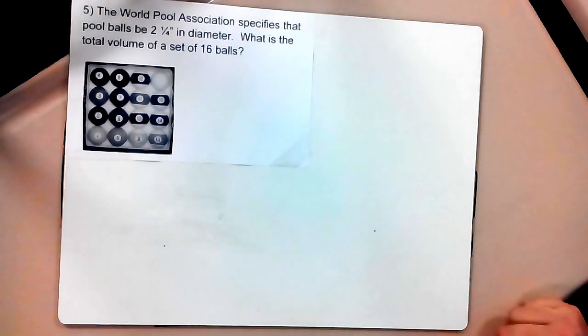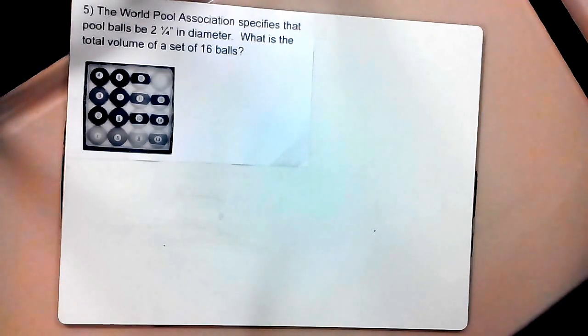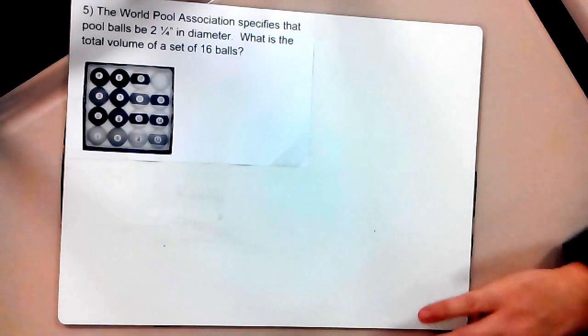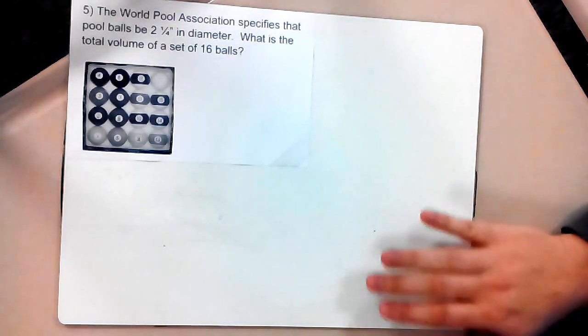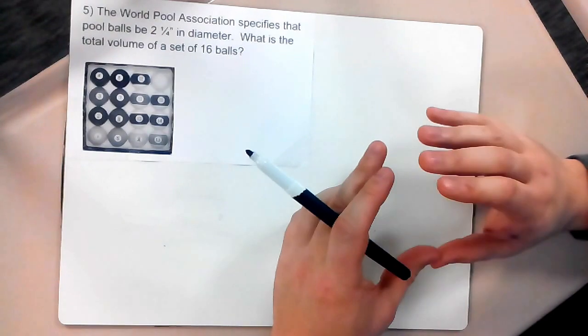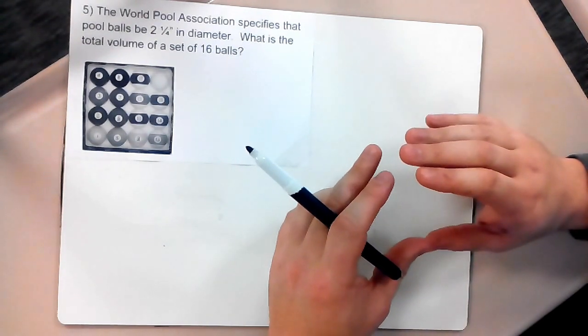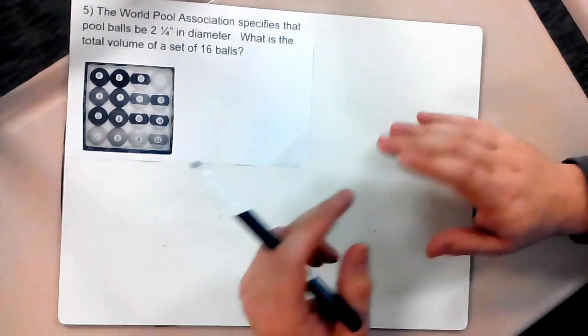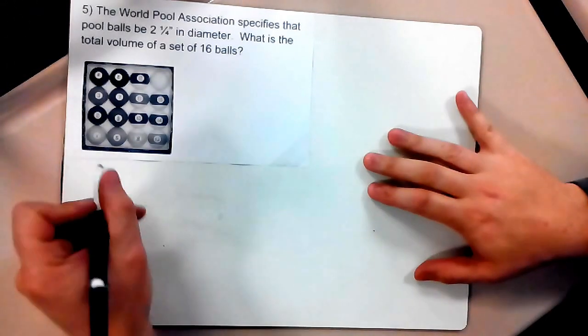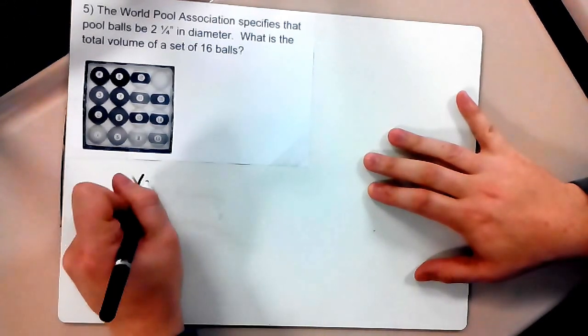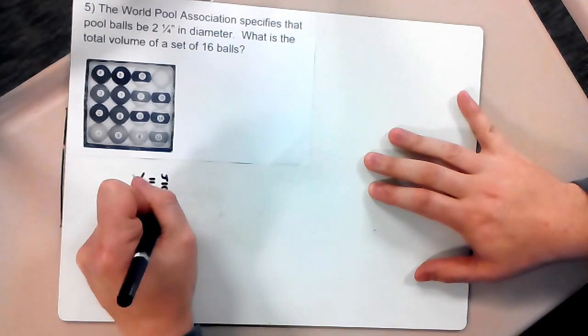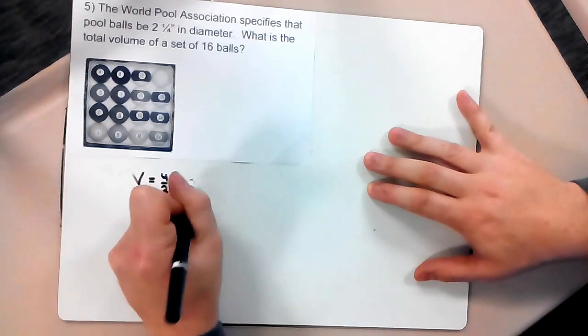All right. The World Pool Association specifies that pool balls be 2¼ inches in diameter. What is the total volume of the set of 16 balls? So basically what I'm doing is finding the volume of one sphere and I'm going to multiply that by 16. The volume of a sphere is 4/3 pi r cubed.